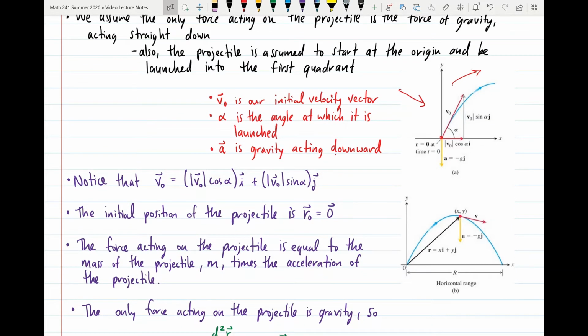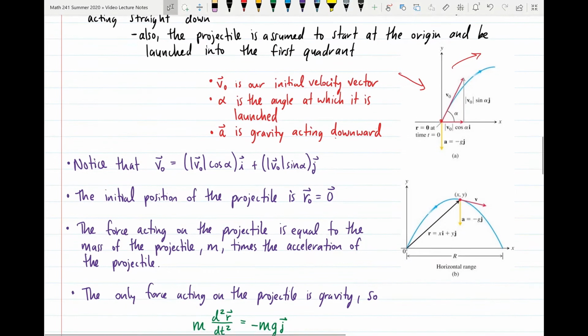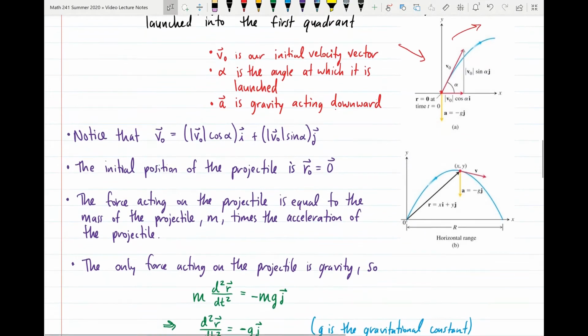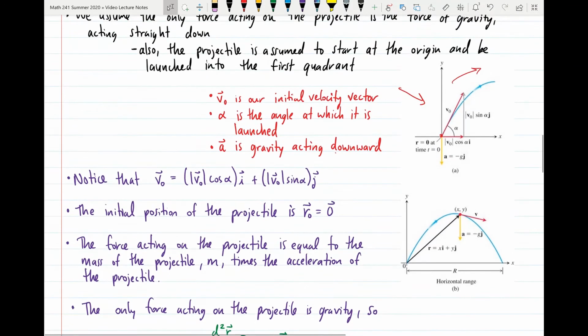So in the diagram, we have the vector v0 denoting our initial velocity vector. The angle alpha is the angle at which our projectile is being launched from the origin, and the vector A represents the force of gravity that is acting downwards on our projectile. So the first thing to notice, and you can see this from looking at the first diagram on the right, we have a right triangle here, and we can use that and some trig to figure out how to write our initial velocity vector in component form using other information that's given to us.